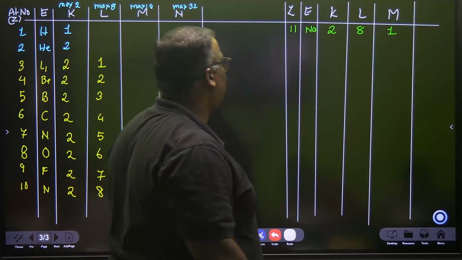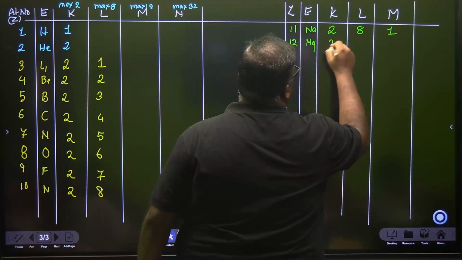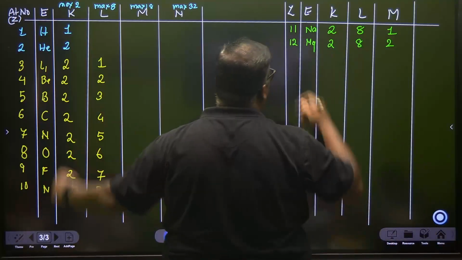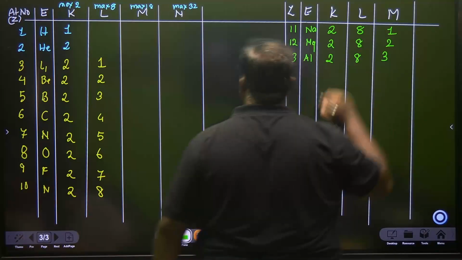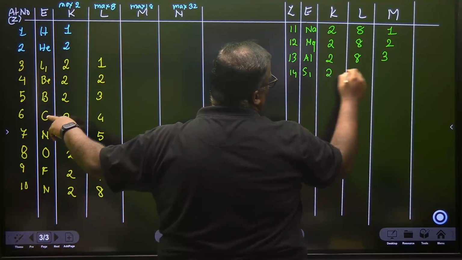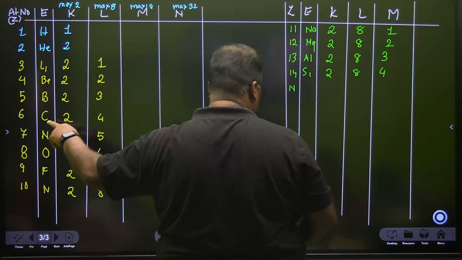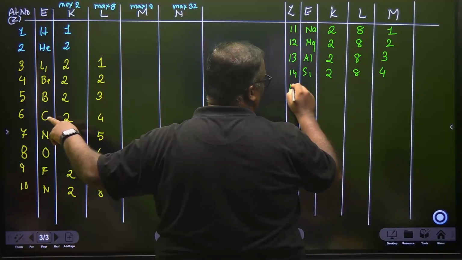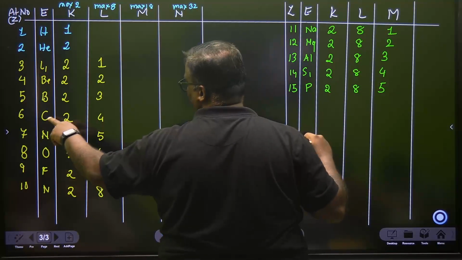Okay? Let's move ahead. After sodium comes magnesium. Magnesium will have 2, 8, 2. And then we come to 13, aluminium. Aluminium will be 2, 8, 3. After aluminium we have come to carbon. Below carbon is silicon. Silicon is 2, 8, 4. Then comes nitrogen. Below nitrogen is phosphorus, number 15. Phosphorus 2, 8, 5.